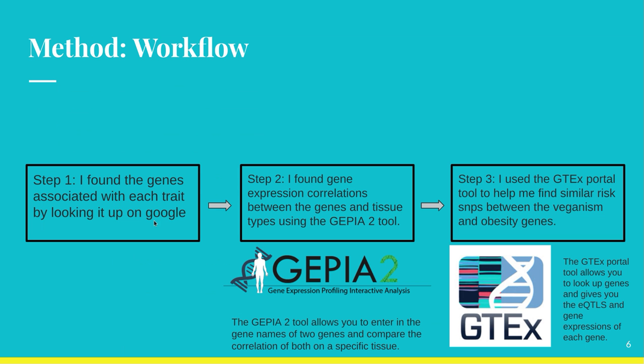Here's my method. First, I found the genes associated with each trait by looking it up on Google. Then I found gene expression correlations between genes and tissue types using the GPA2 tool. The GPA2 tool allows you to enter two gene names and then compare the correlation of both on a specific tissue. I also use the GTEx portal tool to help me find similar SNPs between the veganism and obesity genes.